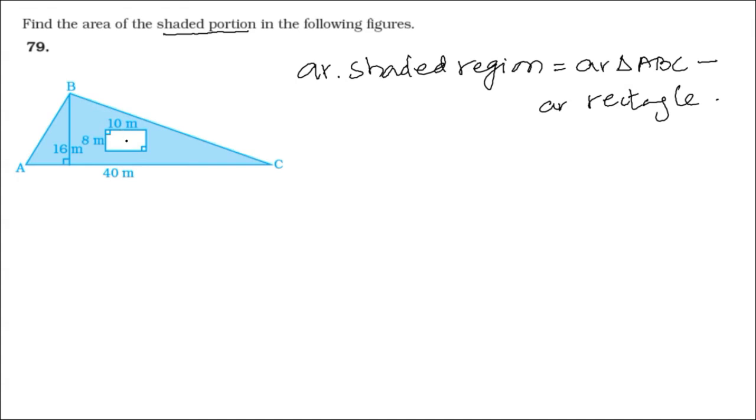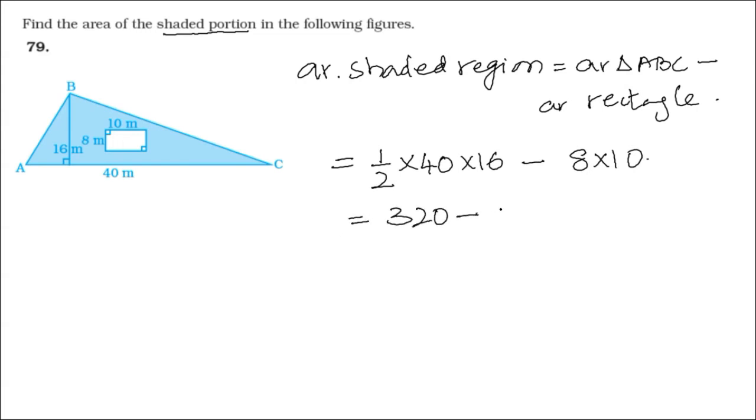Area of rectangle is easy to find, it's length into breadth. What about area of triangle? Half base into height. The base is given as 40 meters and the height is given as 16. So it's easy. Area of triangle is half into 40 into 16 minus 8 into 10. So let's simplify. This will be 320 minus 80. We get it as 240 square meters.